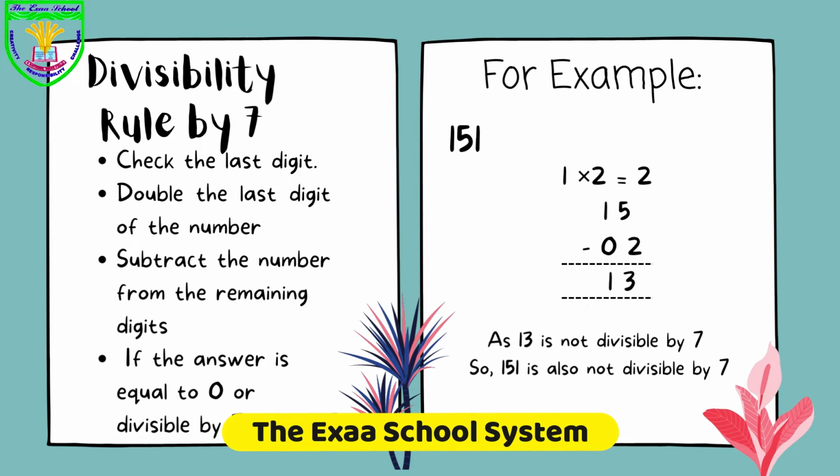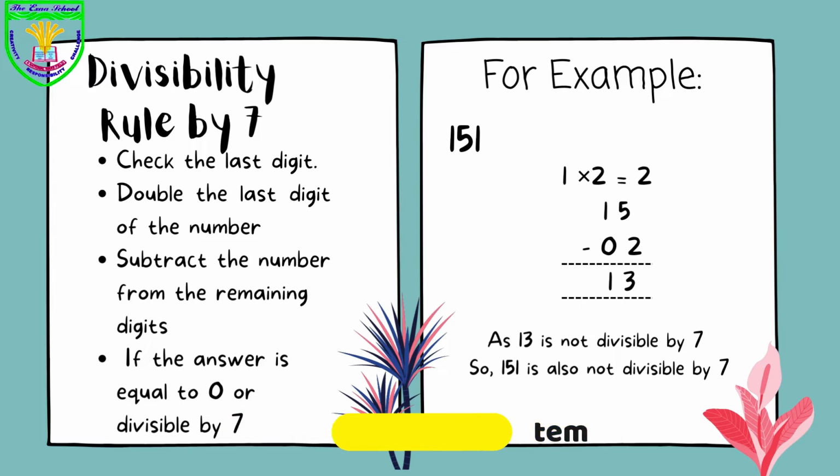And we know that this answer is not divisible by 7. 13 is not divisible by 7. So, the given number 151 is also not divisible by 7. Let's check another example.